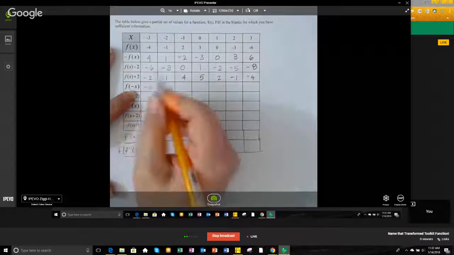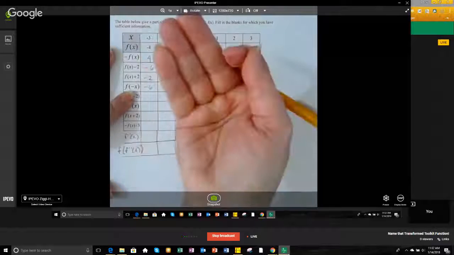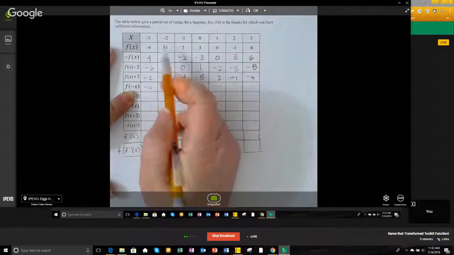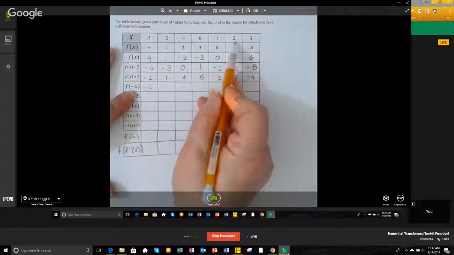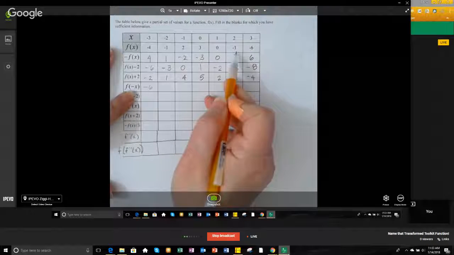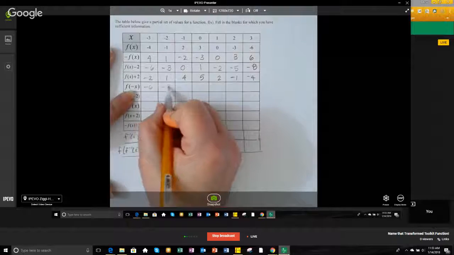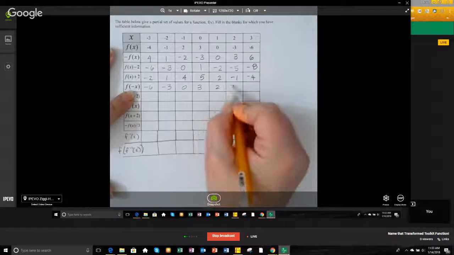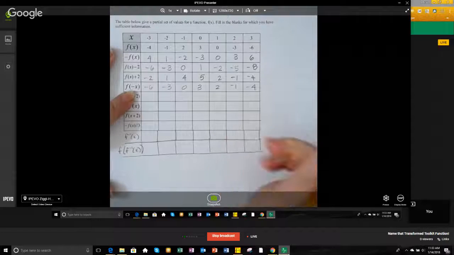So what we're doing in effect is taking this set of y values and flipping them. So we get a -6. F of -2 means I'm going to go to the 2 spot and put what you get for f of 2, which is -3. And then 0, 3, 2, -1, -4.